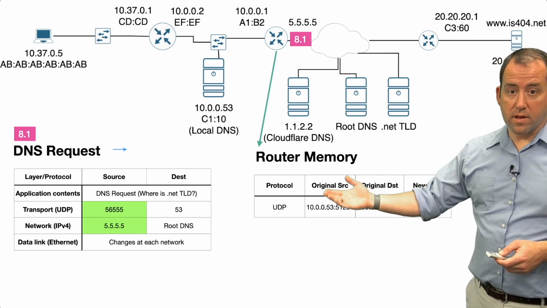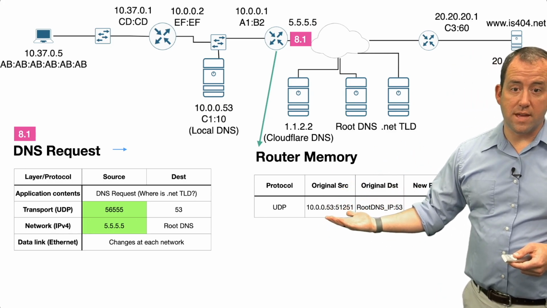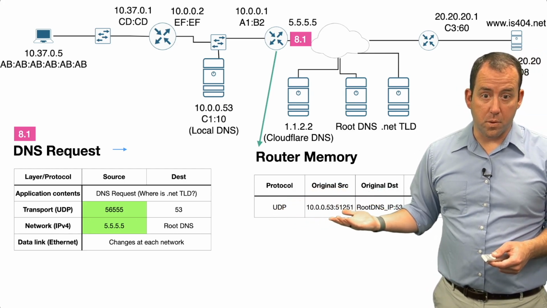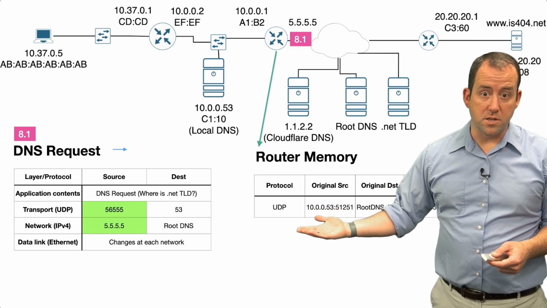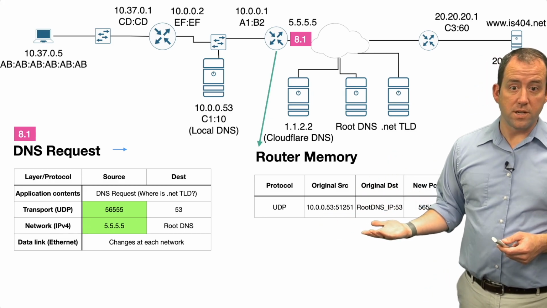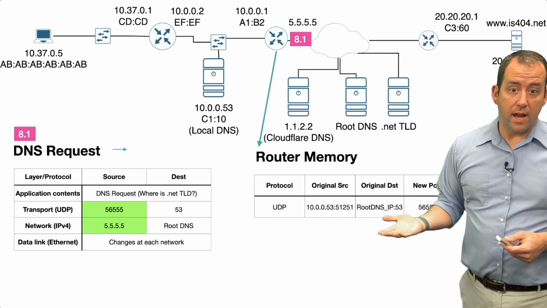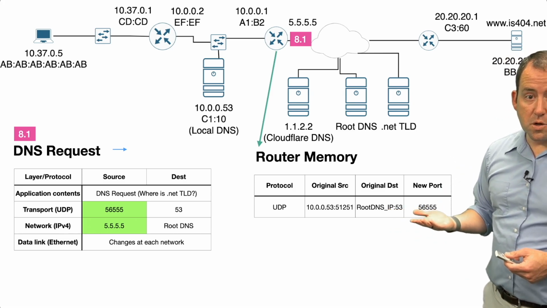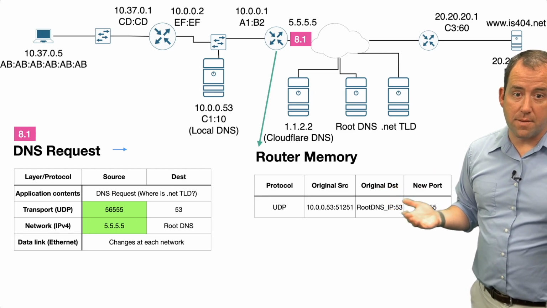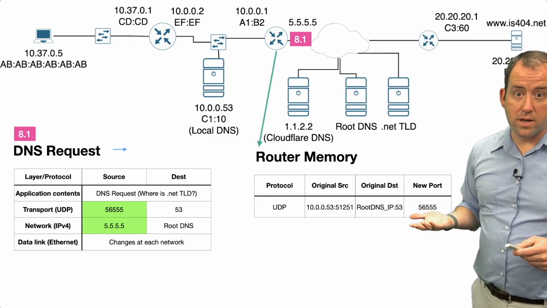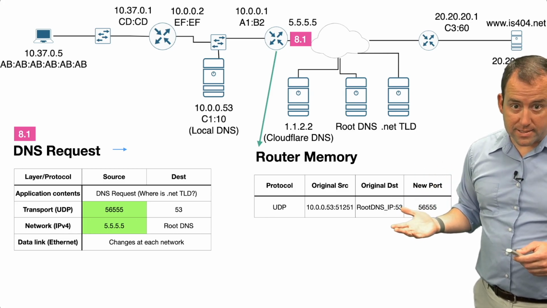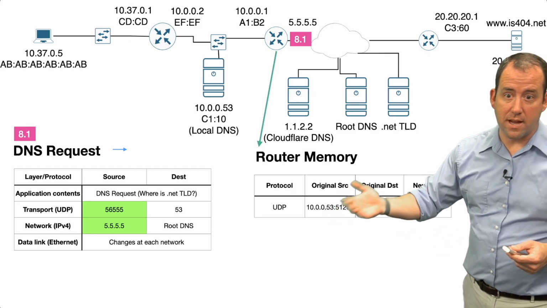Now our router has to store that information. It stores the protocol. We were using UDP, the original source port 51,251, the original IP address 10.0.0.53. It stores the original destination, the root DNS IP address, and the original port, and then it stores the new port, 56,555. Again, this is just going to be some port that it chooses from the dynamic range. That information is stored in the router's memory so that when it receives a response to this message, it's going to know who to send it to inside of our network.